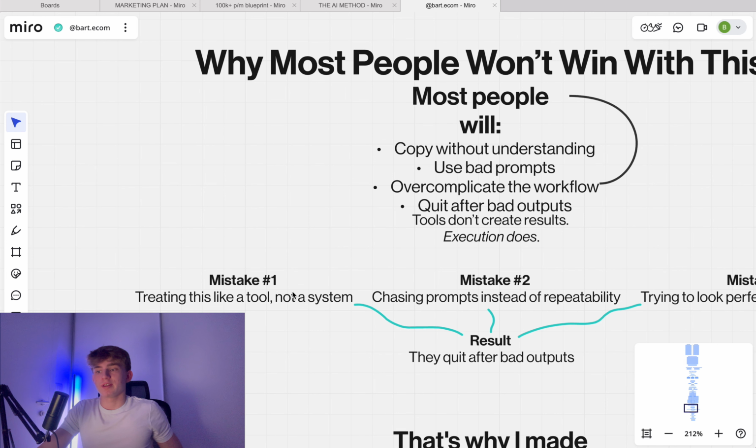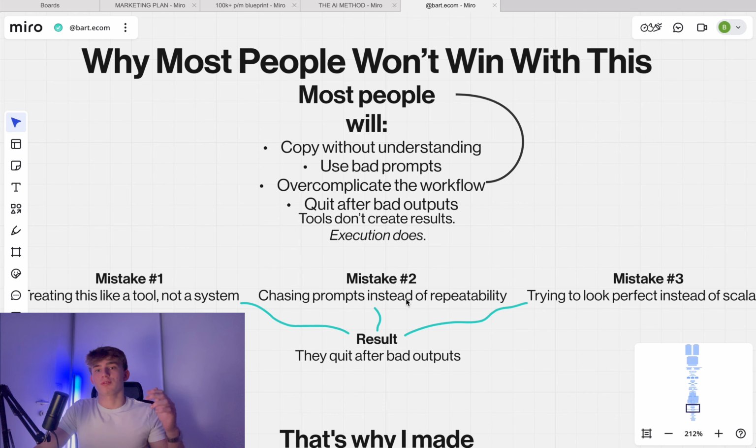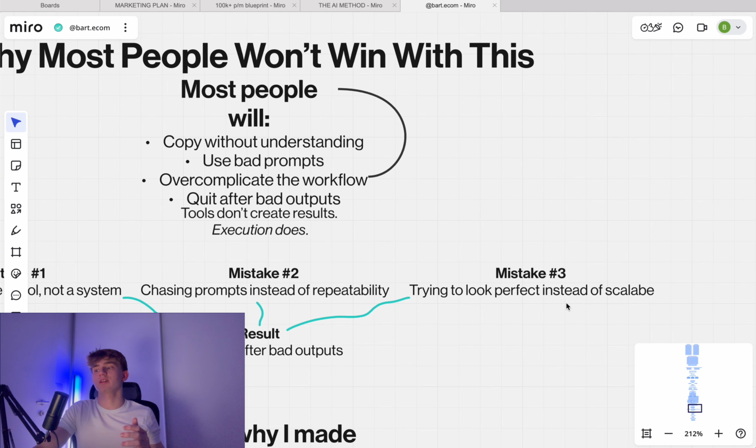Mistake number one is treating this video, the course I'll give you, as a tool, not a system. You have to understand everything. If not everything lines up, you'll fail. Mistake two is that you're chasing prompts instead of repeatability. You focus too much on prompts, instead of just posting what you have. And the third mistake is that you're trying to make everything look perfect. The lineup, the picture up there perfect, the mic, bang, bang, bang. And you can't scale with that. You need volume, output, and that's my motto, really.